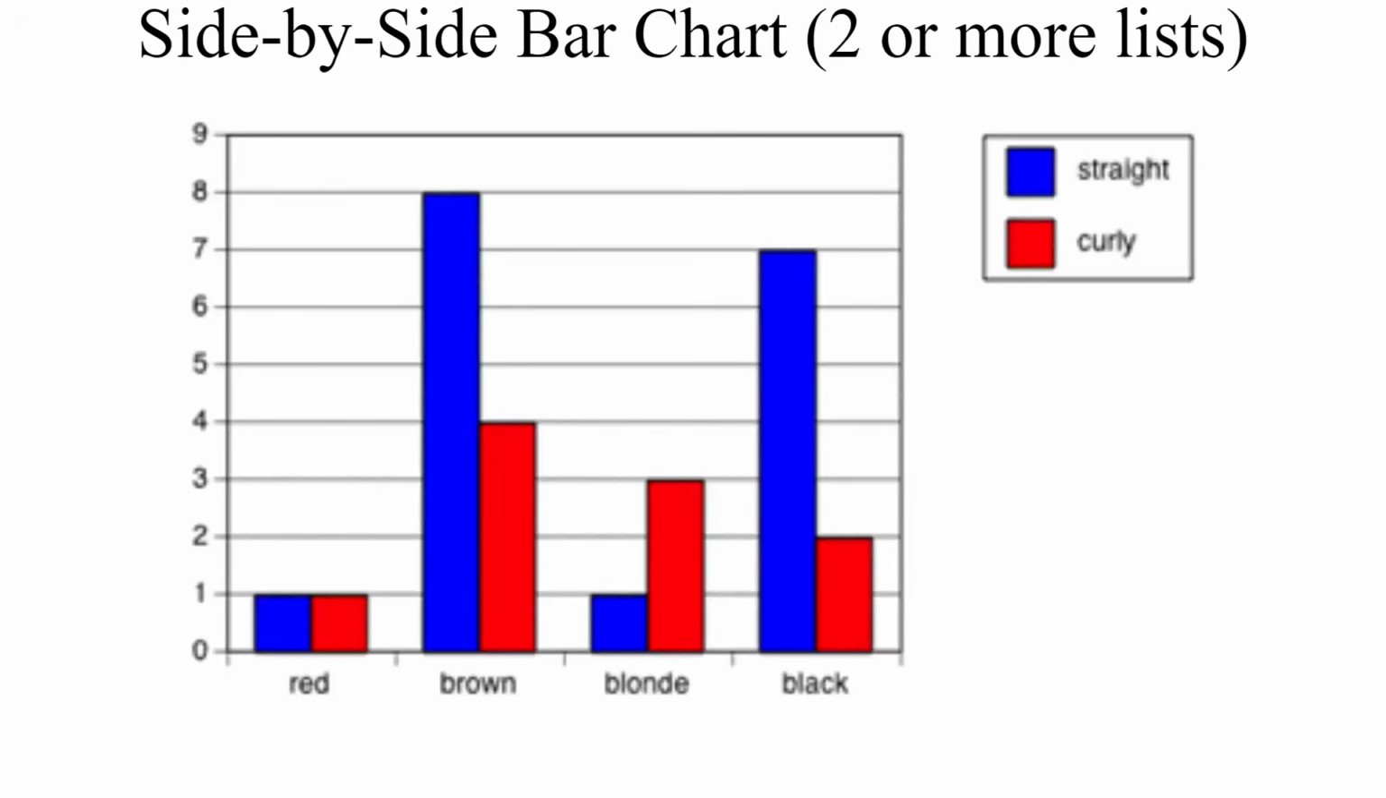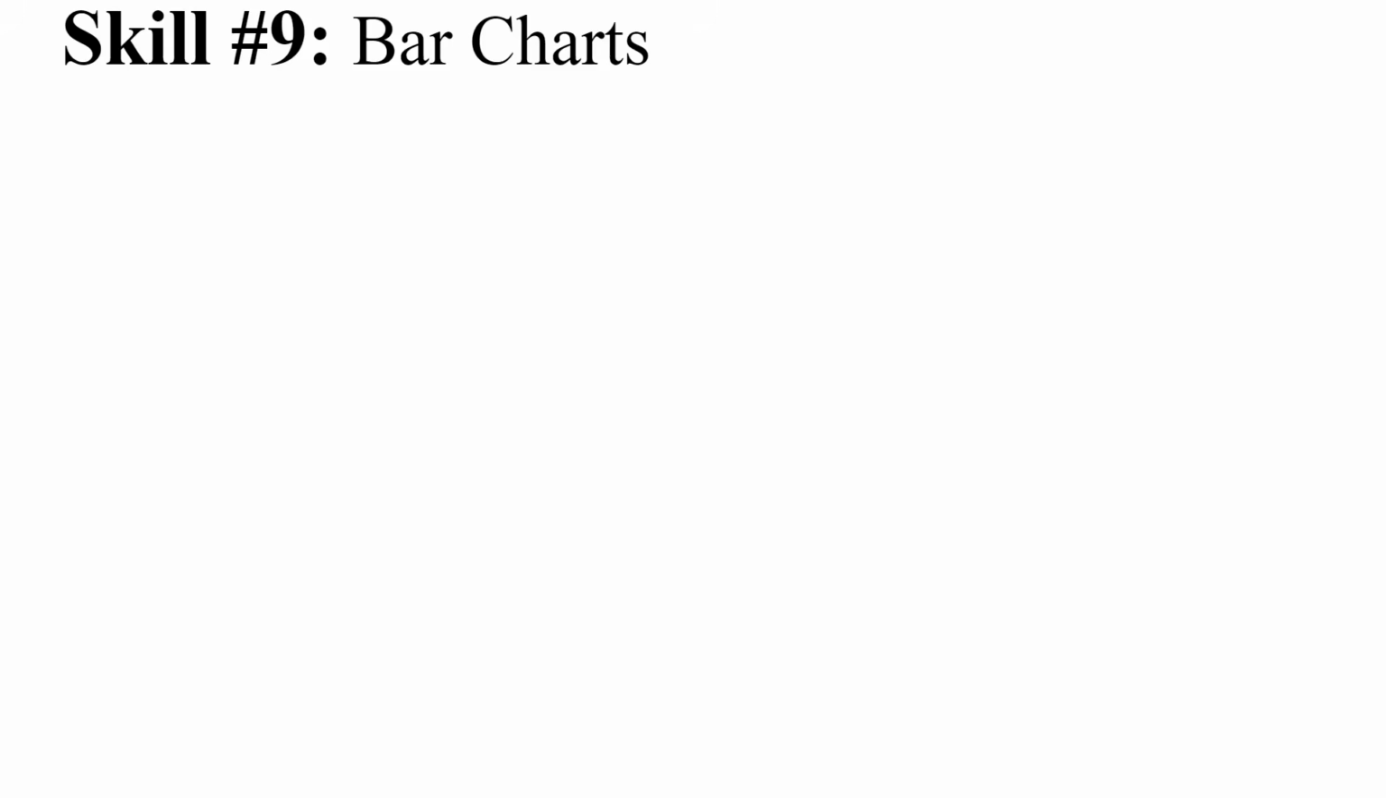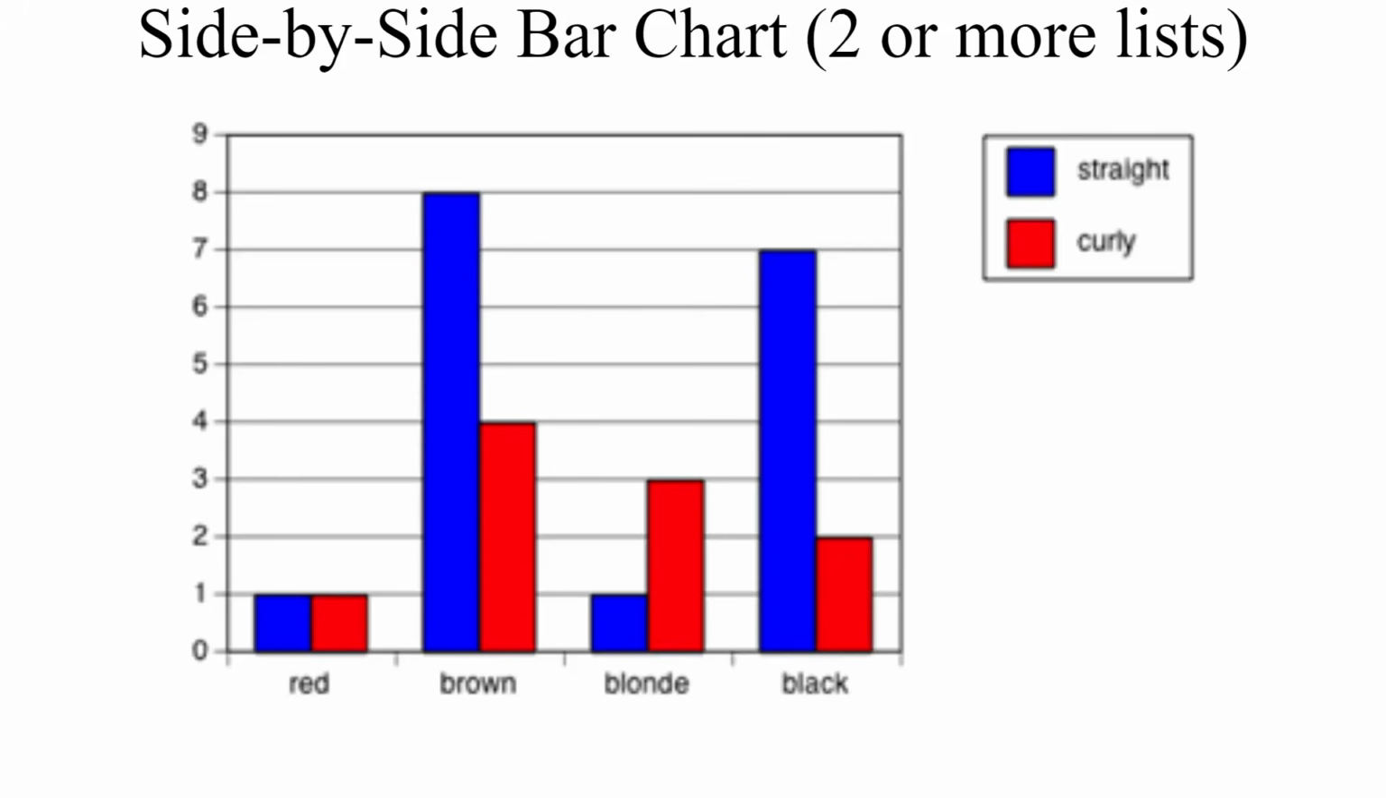All right, side-by-side bar chart. That's actually the kind we were just looking at on the right. This is basically just two lists. So the blue list would be like 1, 8, 1, 7, all with commas. And then the red list would be 1, 4, 3, 2. And maybe the question would ask you to compare the means or compare the medians or something like that. Bunch of things they could ask you about this. Somewhat self-explanatory.